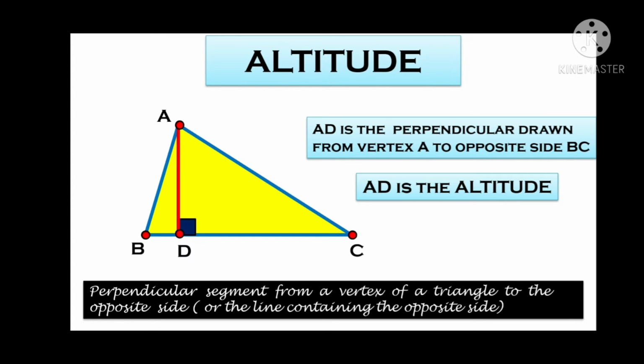So altitude is the perpendicular segment from a vertex, or we can say corner, of a triangle to the opposite side. It should be perpendicular from the vertex to the opposite side, or the line that contains the opposite side.